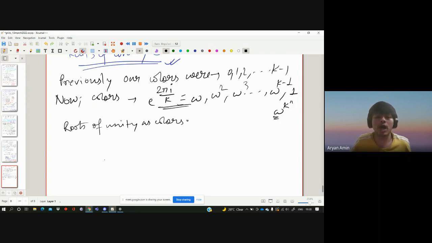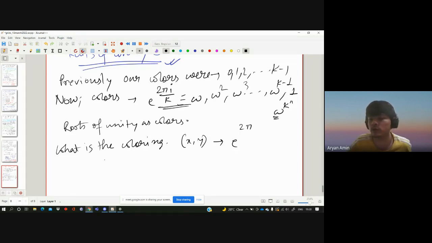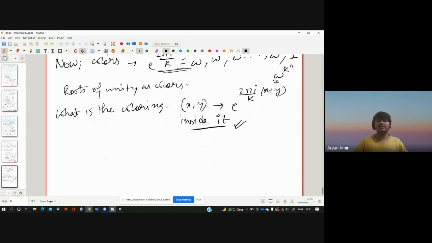So again, what is the coloring like? If you have a square (x, y), then you put the value e to the power 2 pi i times (x plus y) over k inside it. Okay. So now again, why is this good?